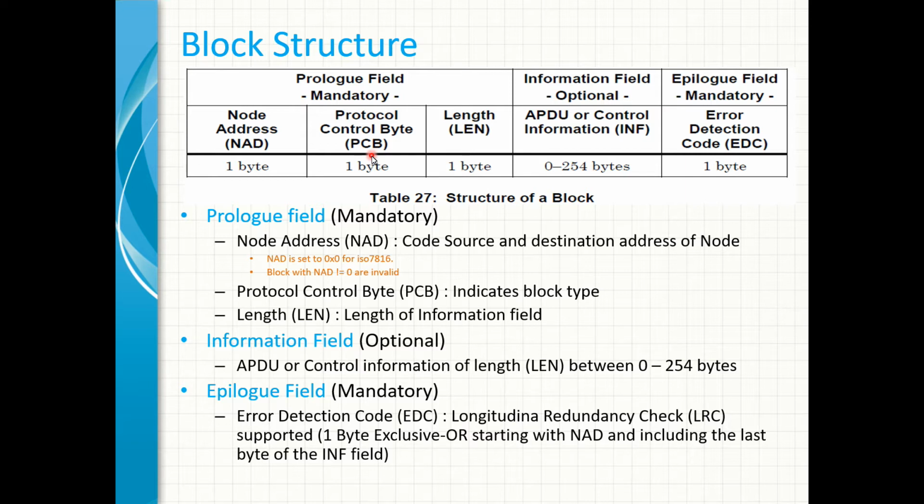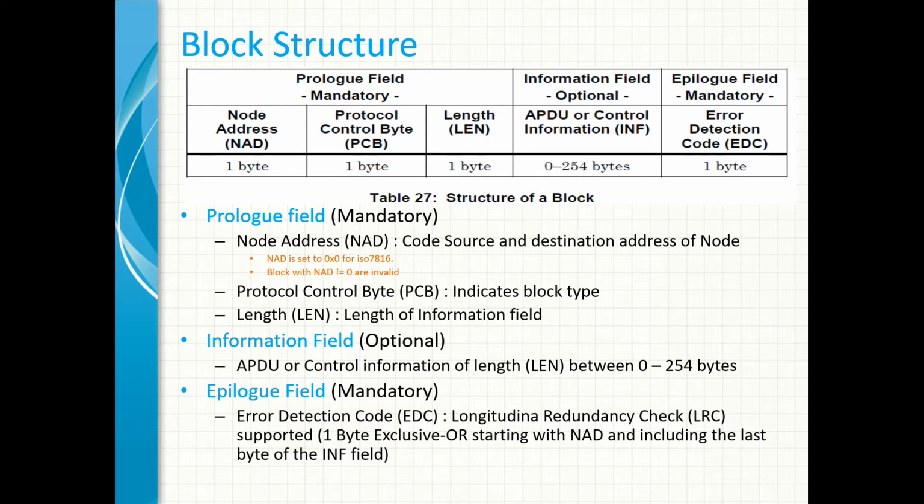The node address is to code the address of the source and destination node of the block during a transaction. For the ISO 7816, it is not fully used and always has to be 0. Any block sent or received with a node address different from 0 will be considered invalid. The second component in the prologue field is the protocol control byte, which is used to code control information like block type, block number, etc.